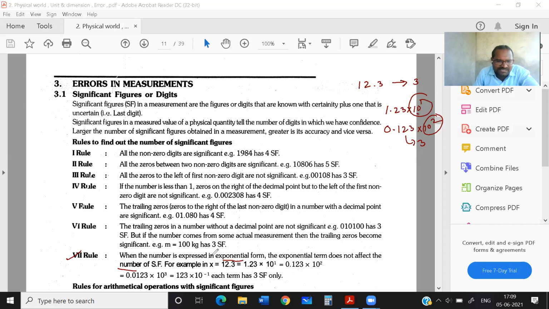Clear, students? Yes, this rule. These rules are important. You need to remember, because sometimes in NEET they may ask you to find the number of significant figures in a given number. They will give you one number and ask how many significant figures are there in that number. So once you read these rules, you will understand clearly. Okay, let us see some examples.